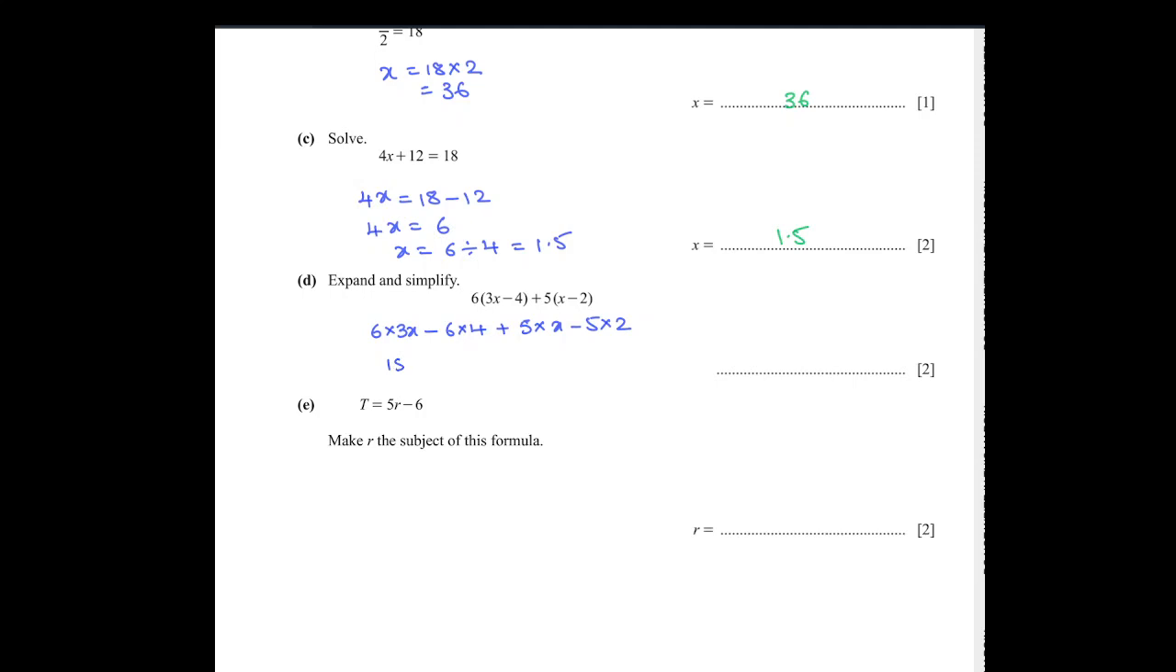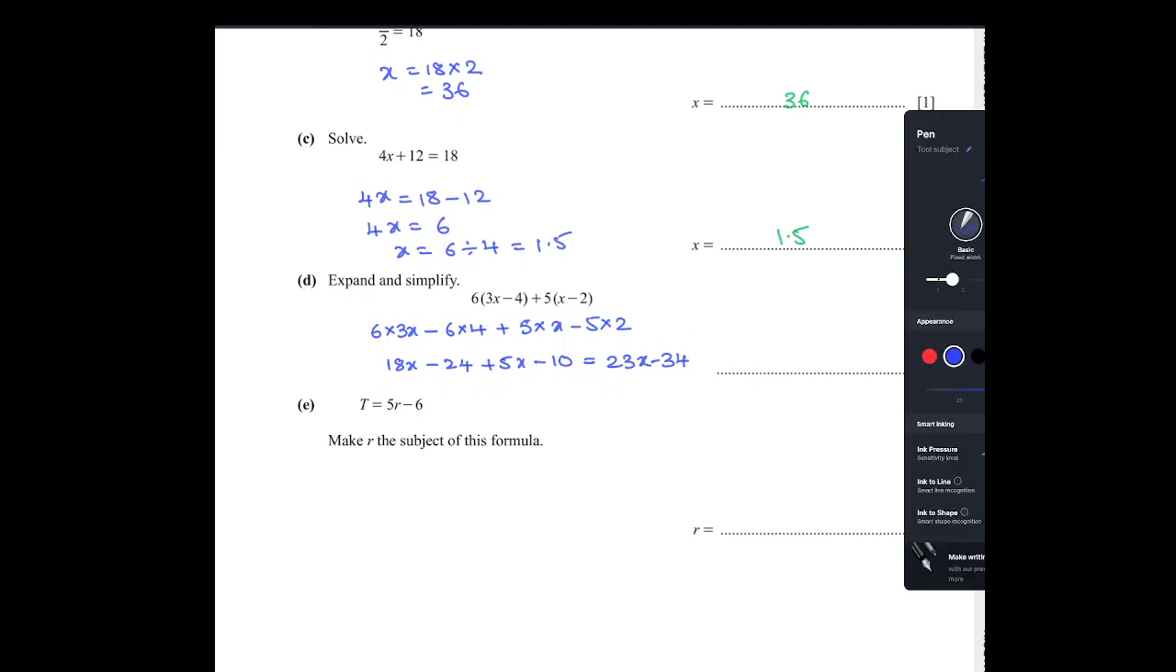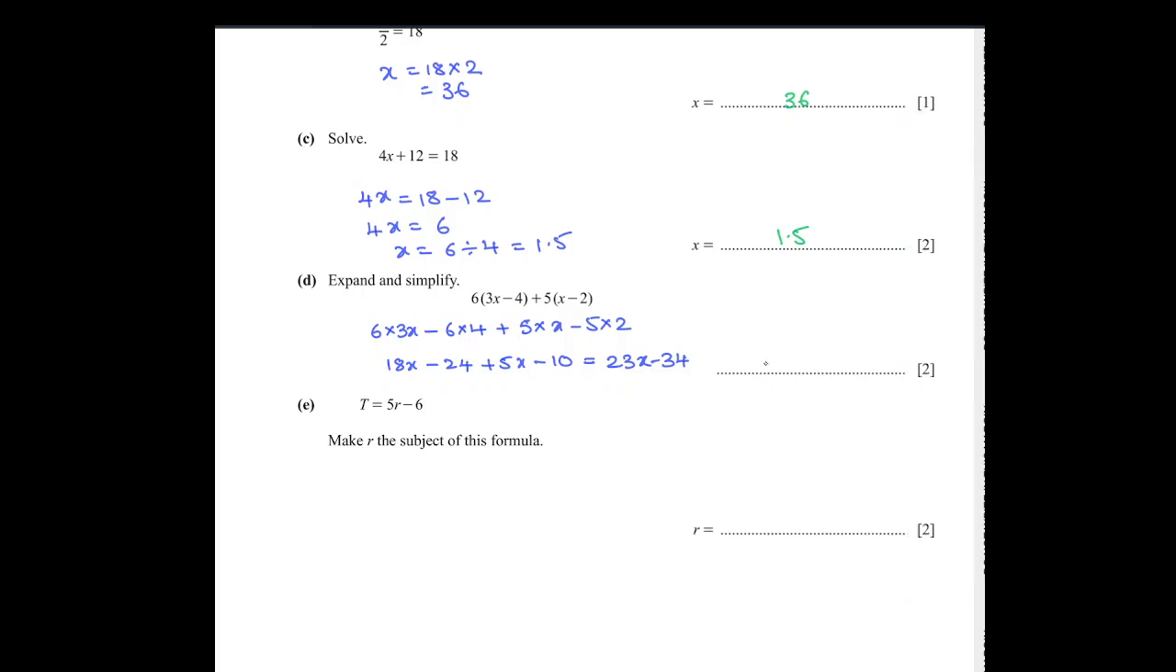6 3s are 18x minus 24 plus 5x minus 10. These are x terms, they are like terms. So 18 plus 5 is 23x. Minus 24 minus 10 is minus 34. So this is the simplified form of the given expression. 23x minus 34.